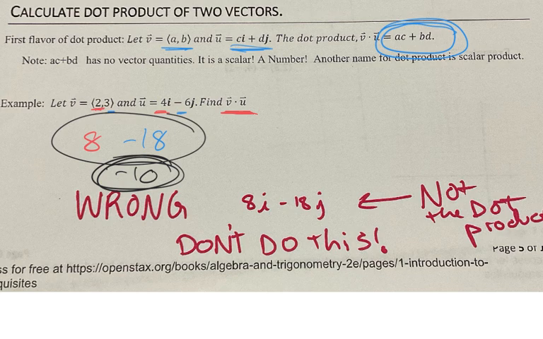Dot product is a scalar. It's no longer a vector. Okay? So negative 10 is the dot product. It is not 8i minus 18j. Don't do that. Okay? Dot product is a scalar, not a vector. Questions there?